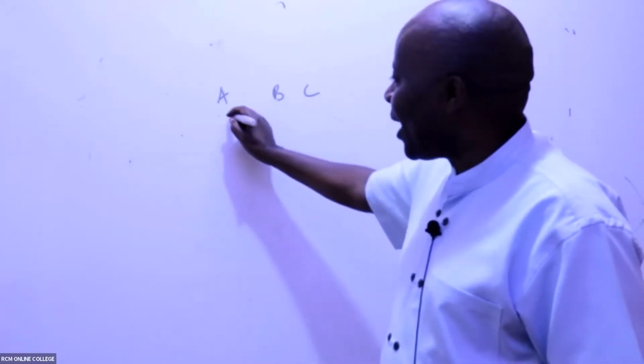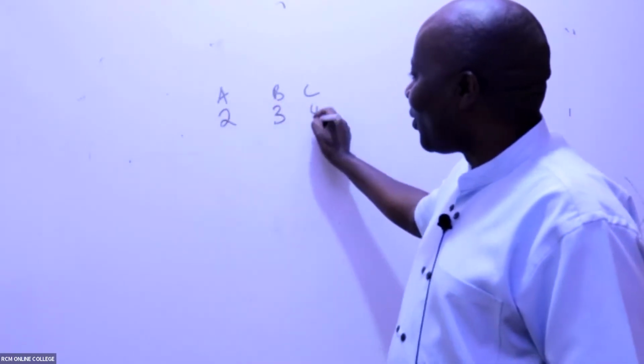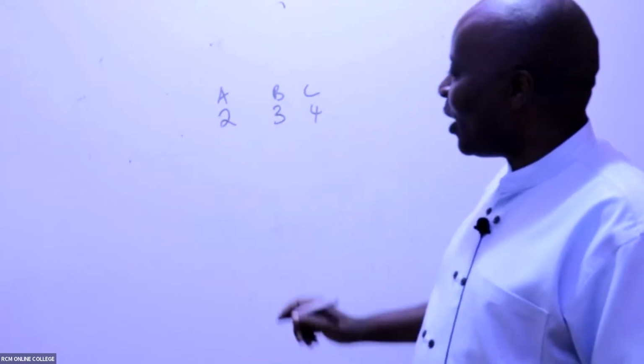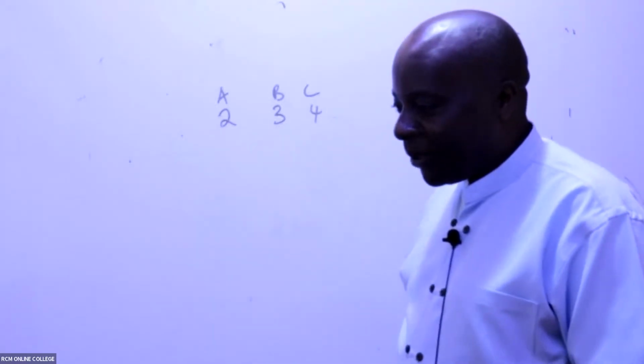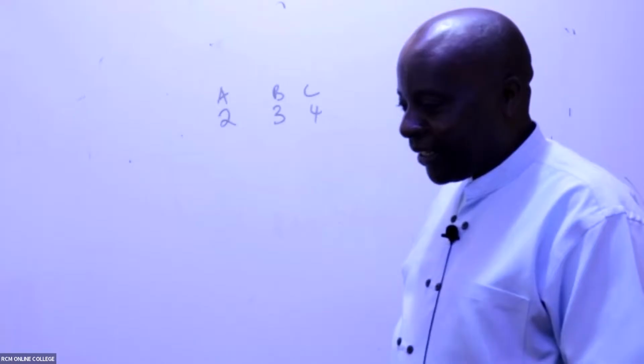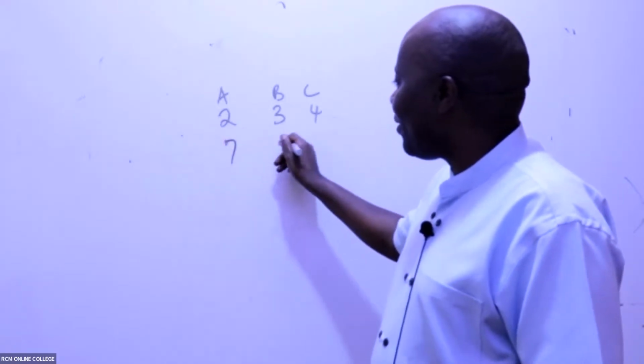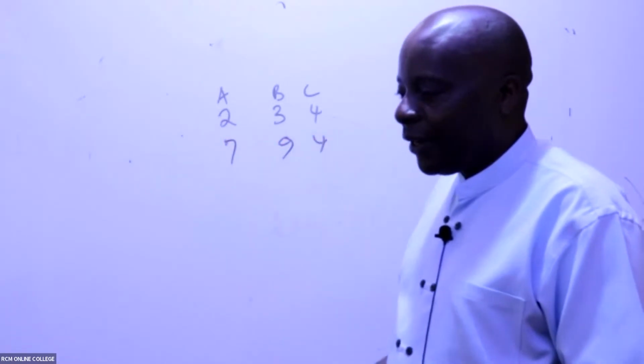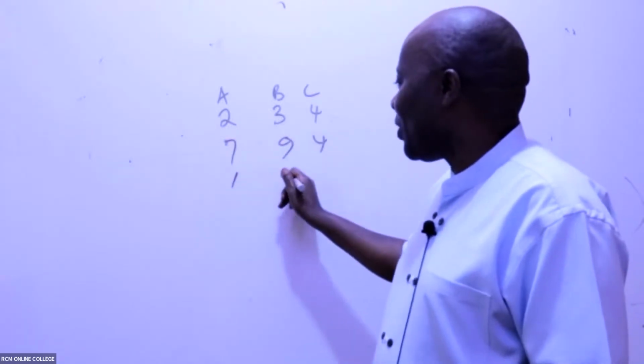2, 3, 4. Remember we cancel the zeros, isn't it? 2, 3, 4. How about row number 2? 7, 9, 4. So we have here 7, 9, 4. And then we have here 1, 4, 2.